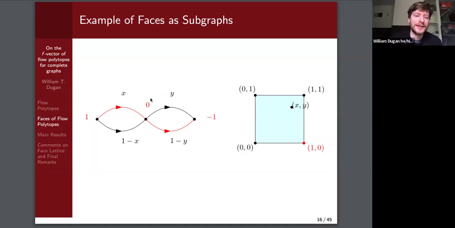You can realize this as coming from some flow by setting x equals 1 and y equals 0. And that gives us the vertex (1, 0). Similarly, I can take a different graph, say this one in red. Again, it has Betti number 0, there are no cycles, so it corresponds to a 0-dimensional face, and I can again realize it by setting x equals 0 and y equals 1.